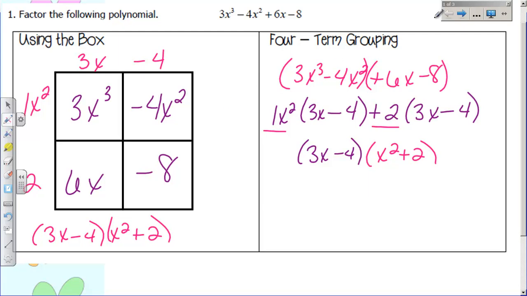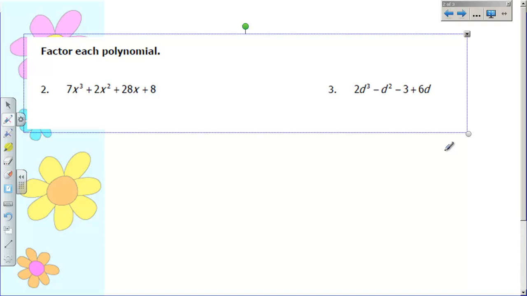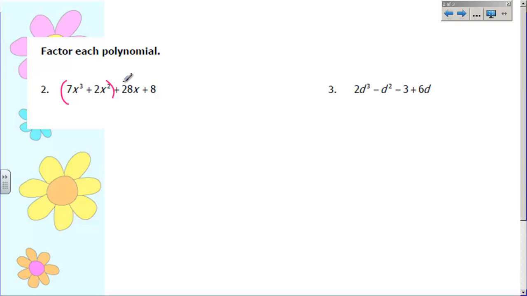So let's do a couple more examples, and I'm going to alternate between box method and grouping method so you can see both in action. So this first problem right here, number 2, I've got 7x to the third plus 2x squared plus 28x plus 8. I'm going to group, so I'm going to group the first two and the second two. So step 1, after you've grouped them, find the greatest common factor for each little group. So this first group, 7x to the third and 2x squared. The greatest common factor for 7 and 2 is a 1. And for x cubed and x squared, it's going to be x squared.